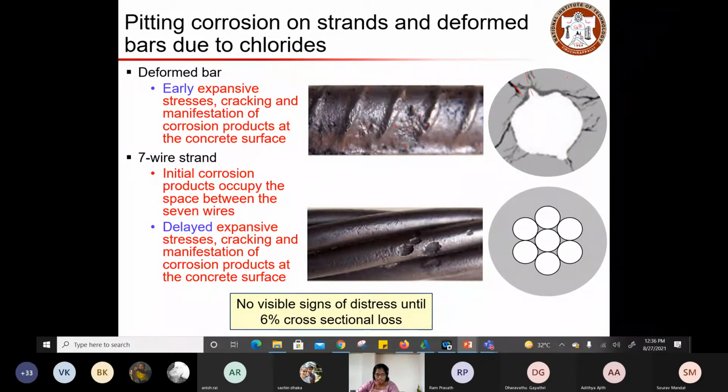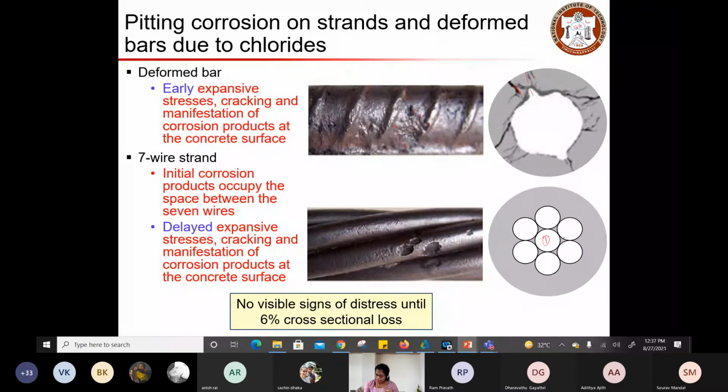Whereas in the strand case, you have 7 wires: one at the center and 6 wires kept outside, helically wound together. The center wire is generally called the king wire, and then there are 6 outer wires. Typically the outer wires are slightly thinner than the inner wire. For example, for a 12-point strand, it could be 4.4 mm diameter at the center, whereas the outer wires could be 4.2 mm or so.